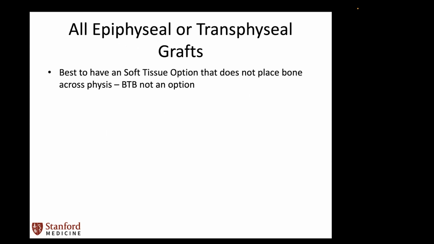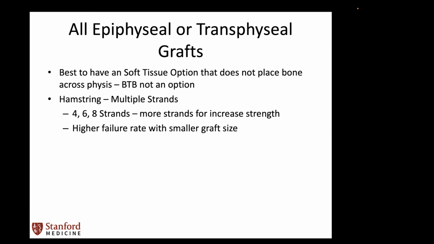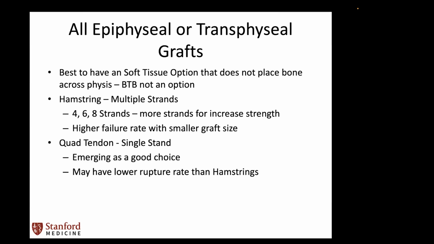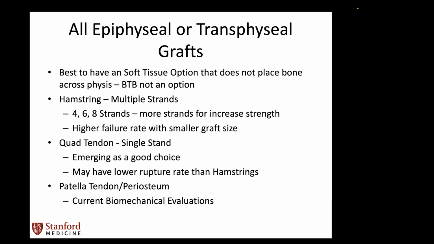So we know that it's probably best to have a good soft tissue option. So that might be a quadriceps tendon or a hamstring. The limit with hamstrings, though, is that size is an issue for re-rupture. 4-strand grafts are frequently below 6.5 or 7 millimeters. And there's some data showing that grafts at 8 millimeters and bigger have just as low a failure rate as BTB graft, but if the graft diameter is less than 8 millimeters, there's a higher rupture rate. The quad tendon looks like a very good graft in terms of size and biomechanics, and it may have a lower rupture rate than hamstring. We still need a little more data on that. And we're going to talk about patellar tendon-periosteum grafts and some current biomechanical evaluation we've been doing.